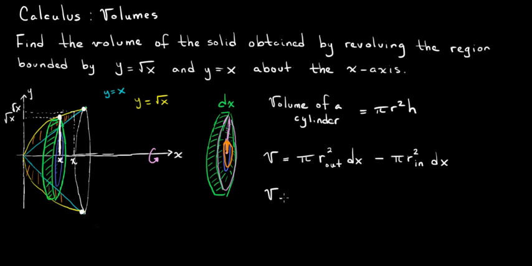So if I come back to my formula and I plug in pi, and instead of r squared, the radius is my function, the square root of x, squared, dx. And then we're going to have minus pi. Now I have to think about the inner radius. Well, if I look at the inner radius here, it's the distance from here to here. But again, it's given by the function x. So again, my radius is just x, squared, dx.